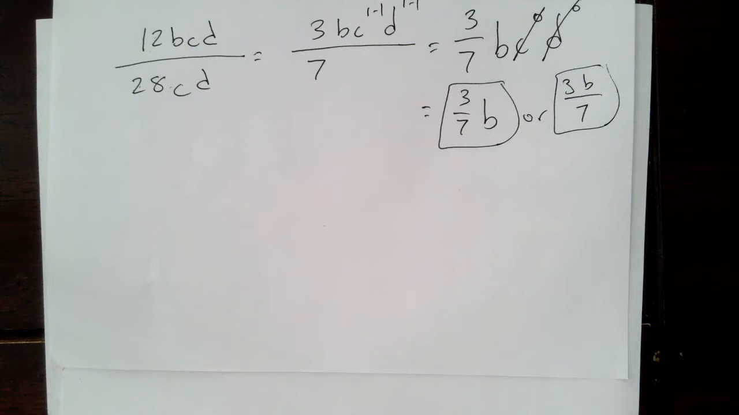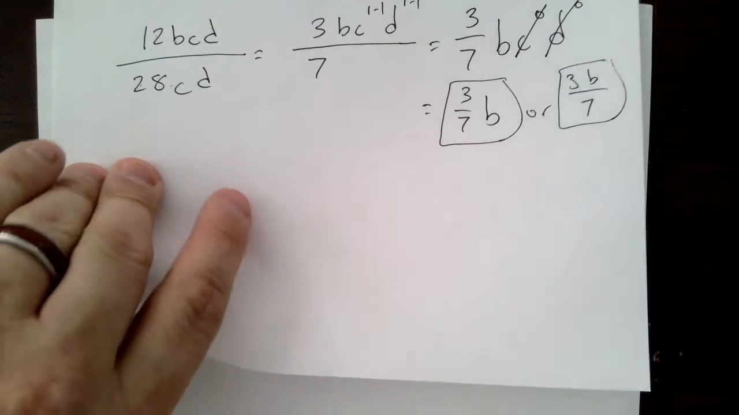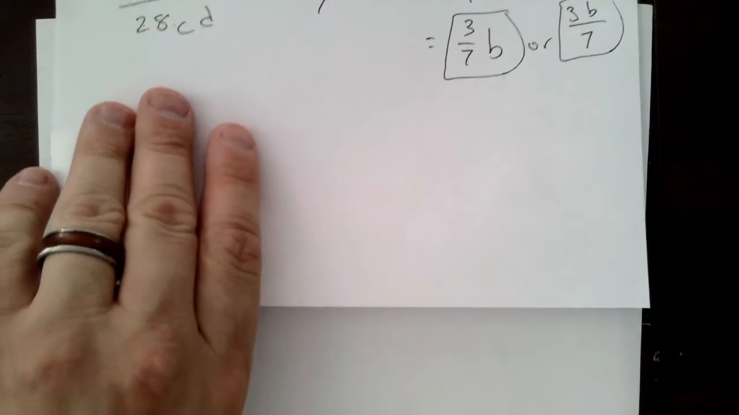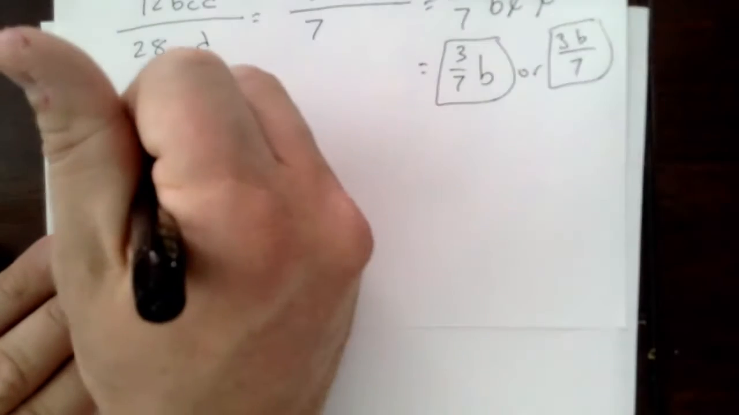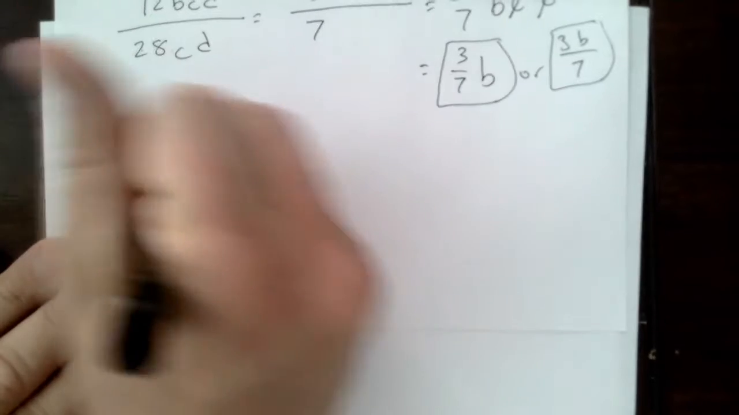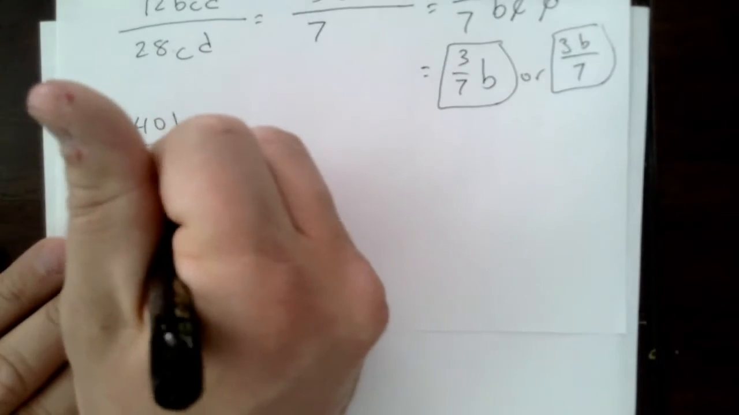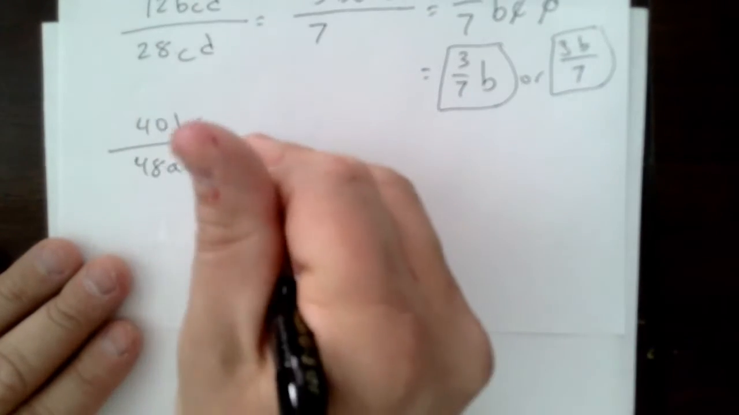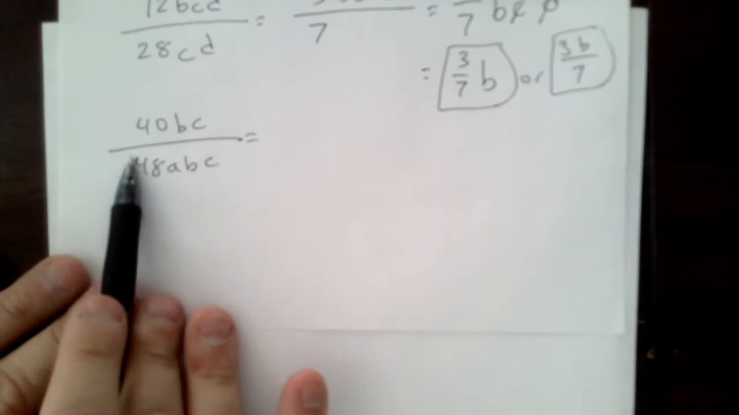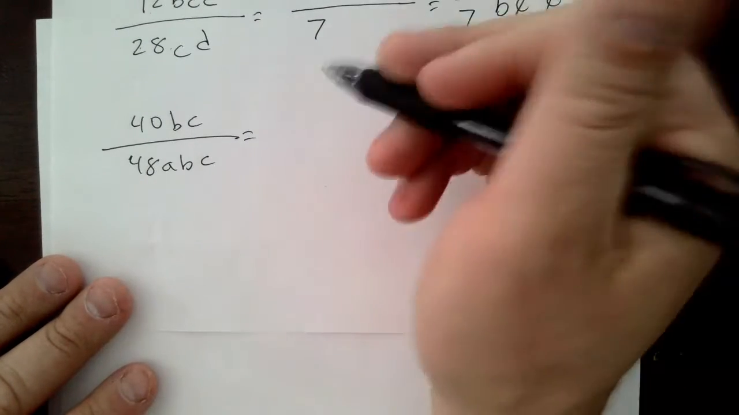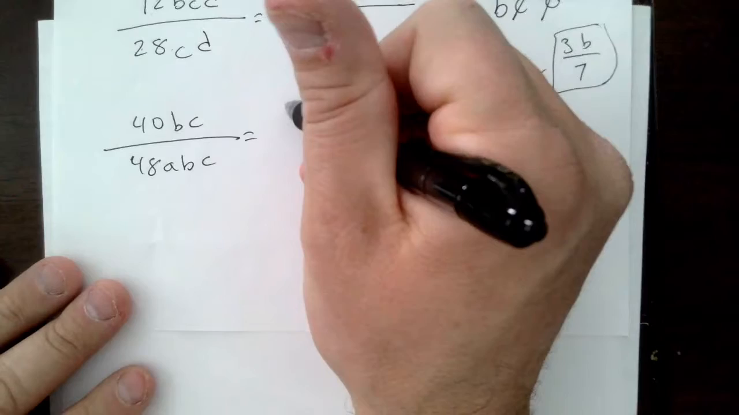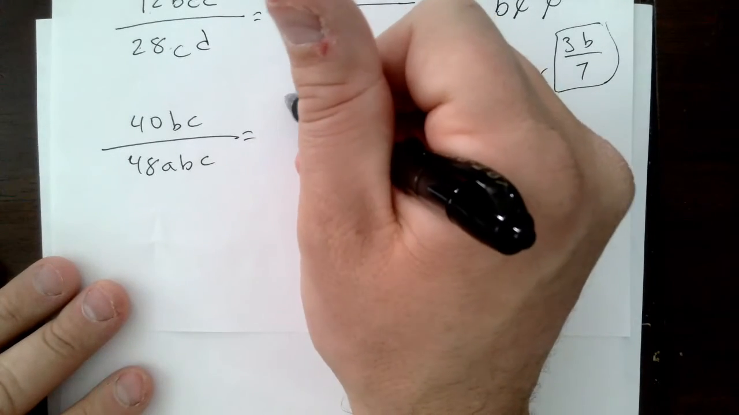Okay, so let's do another one of them. So if I had 40bc over 48abc. Alright, so we have to reduce the fraction. So 40 over 48 becomes 5/6.